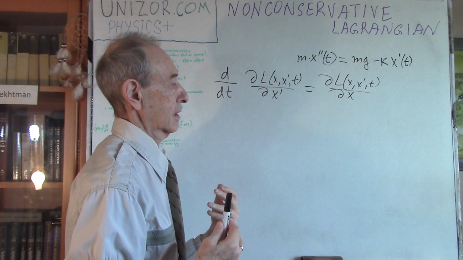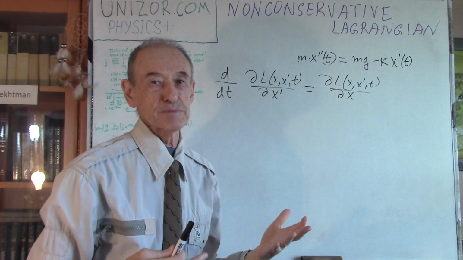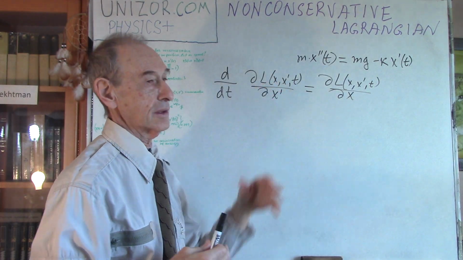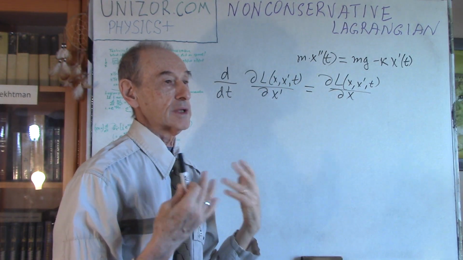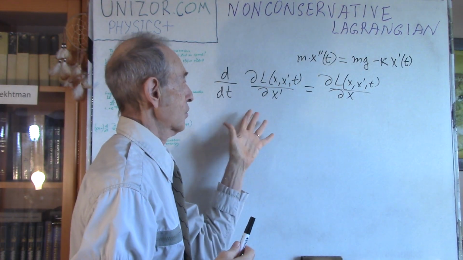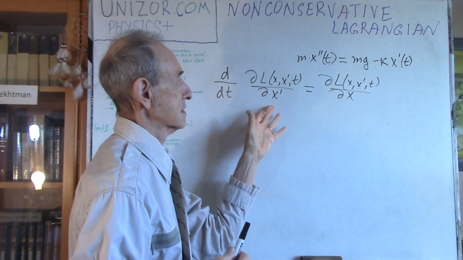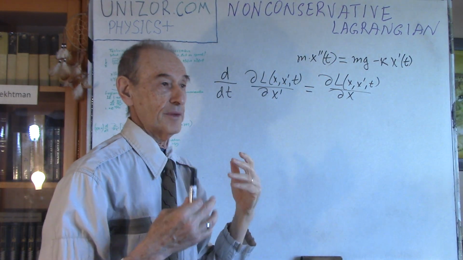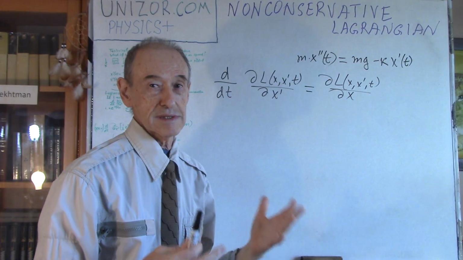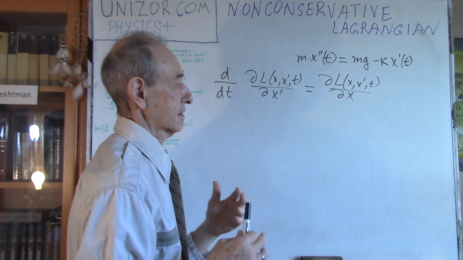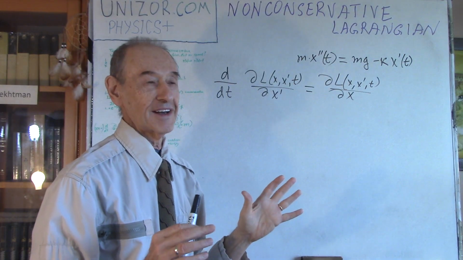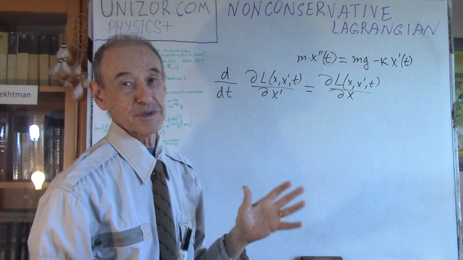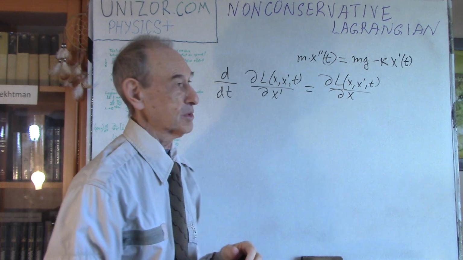Now, how can I come up with this particular function L, an expression which depends on x, x prime, and t? How can I come up with this in such a way that this equation is equivalent to this equation? Well, from the first glance it doesn't seem to be easy, but some smart people actually came up with a very interesting approach to this problem.